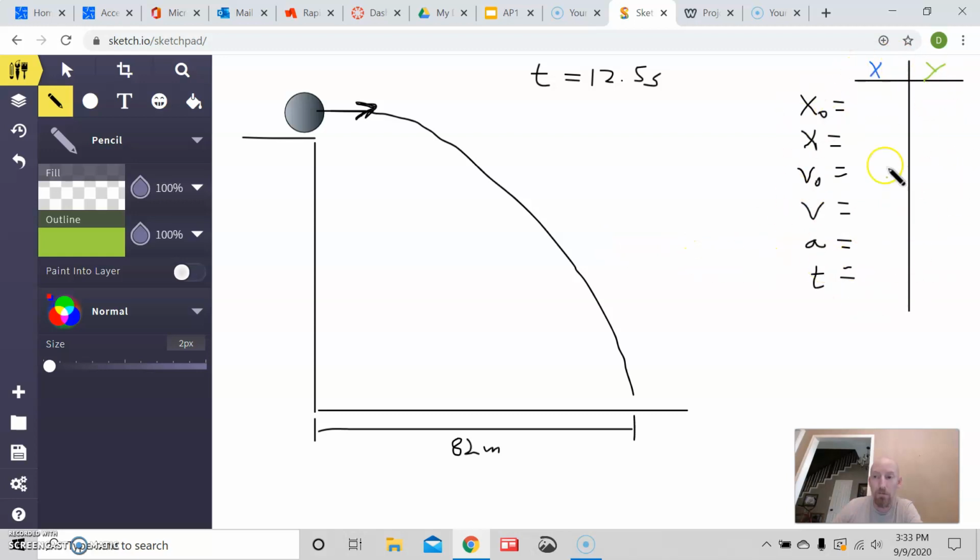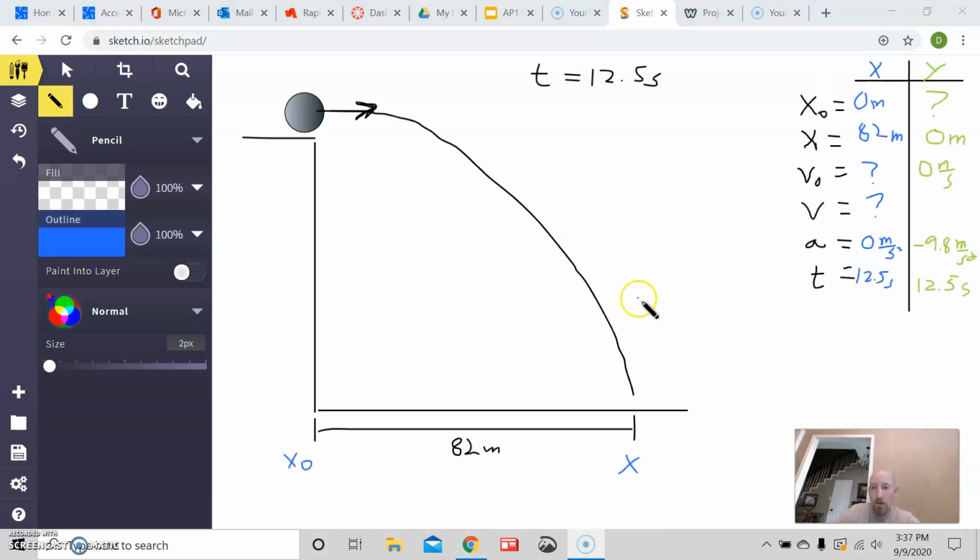Okay. Now, look at this. Make a chart. Make 2 columns. What are you going to put in your chart? How's your chart going to look? Go ahead. Put some numbers in that chart. Here's my chart. Take a look at it. In the x, I'm going to say that it has an initial position right here. That's 0. Final, we'll call positive 82. It's going to the right. We don't know anything about its starting speed or its final speed in the x. We know that the time is 12.5 seconds, so that goes in there. My a in the x is 0 because I'm turning off air, I'm turning off friction. So that's in the x.